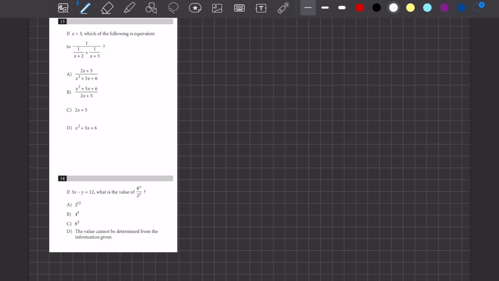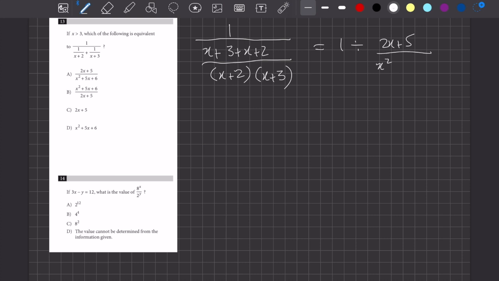Question 13 requires some algebraic manipulation. We take the LCM of the lowest denominator. Then, we choose to rewrite it to make it easier. We change the division to a multiplication sign, which involves taking the reciprocal of the term after it. And this gives us option B.